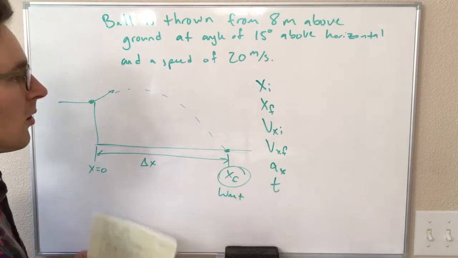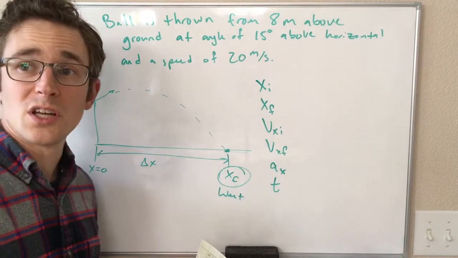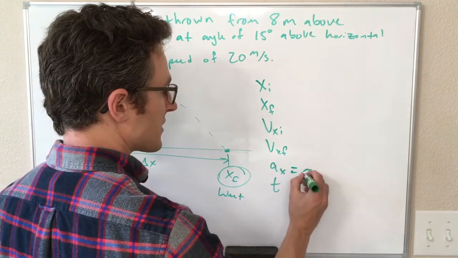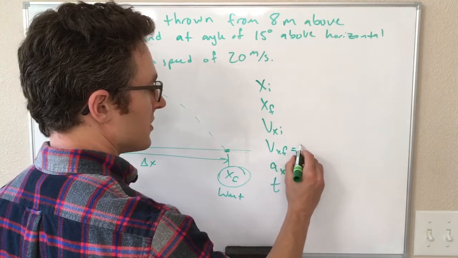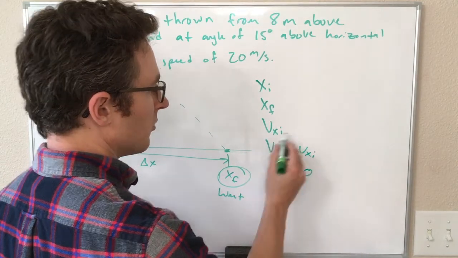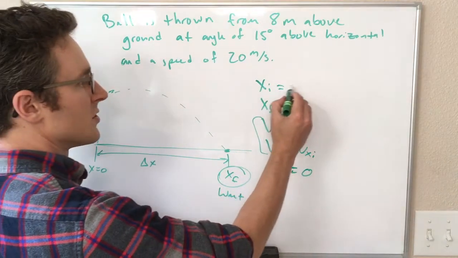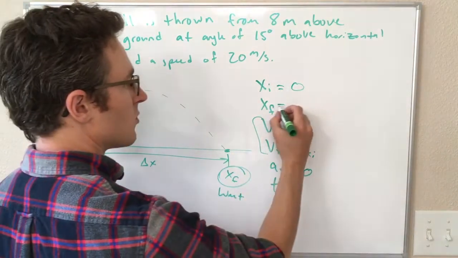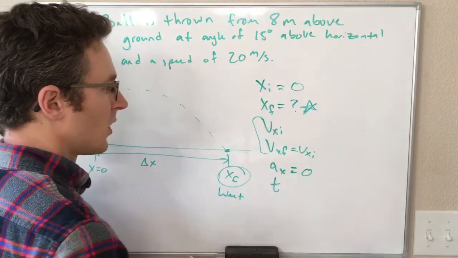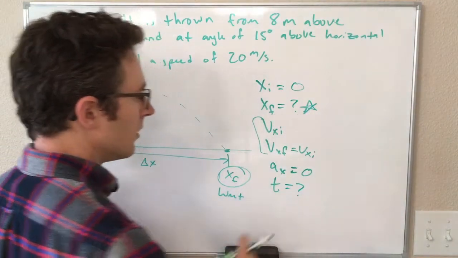So these are all of our variables, but because this is a 2D kinematics problem, right away, ax is equal to 0, which means vx final is equal to vx initial, whatever this is. So these two numbers are the same. X initial, like we just said, is 0. X final is what we are looking for. And time, we don't know.